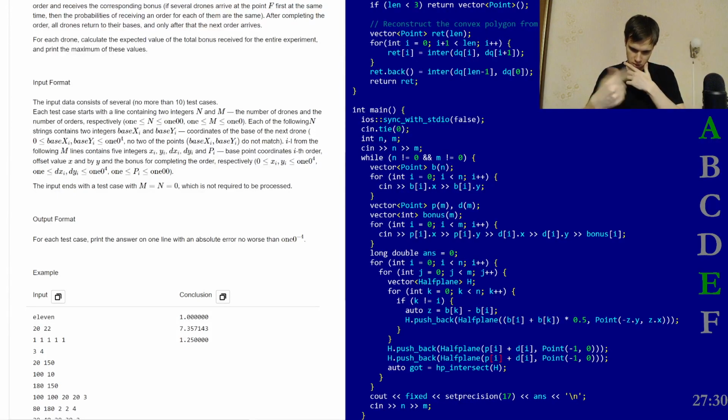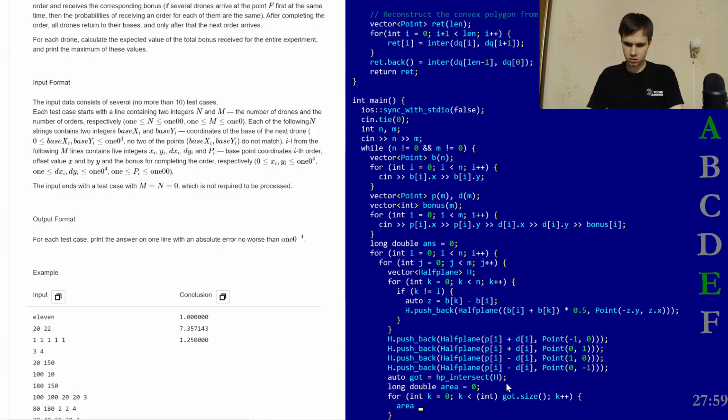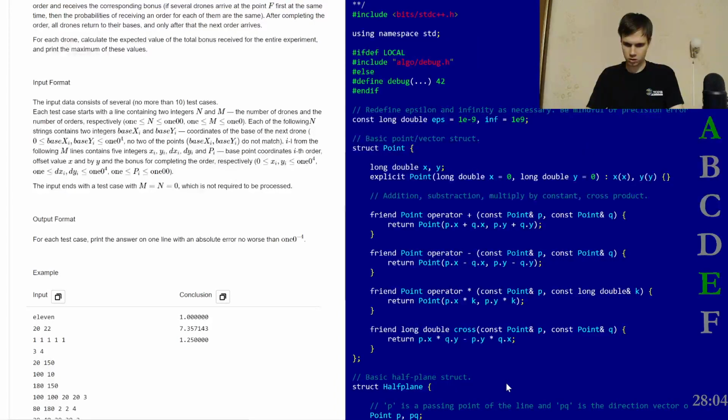To the left of this, to the left of this, to the left of this, and to the left of this, I think. Cross.